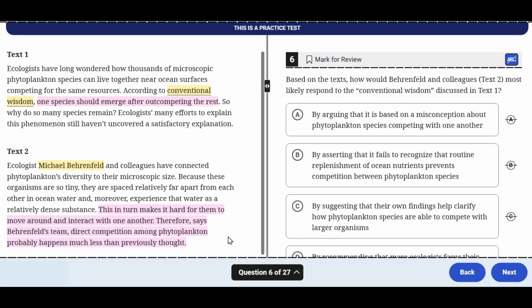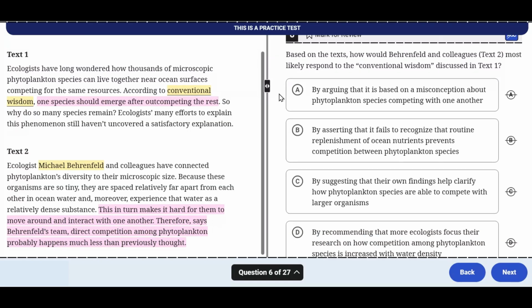This whole sentence, I notice, is key, and it relates directly to the sentence above. That's going to help me formulate my own answer before looking at the passages. But Barenfeld is saying that conventional wisdom is wrong. The reason that one species doesn't outcompete the rest is because of how far apart phytoplankton are in the water, and that they don't compete with each other as much as previously been thought. That would kind of answer the question, saying, how would Barenfeld respond?